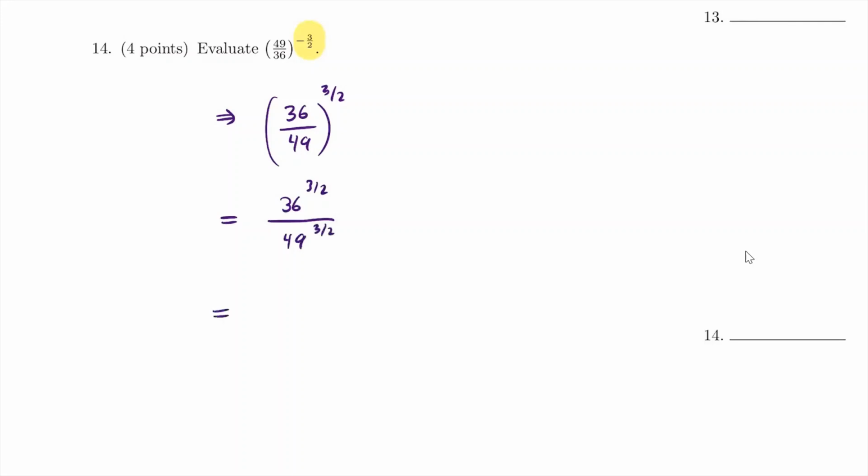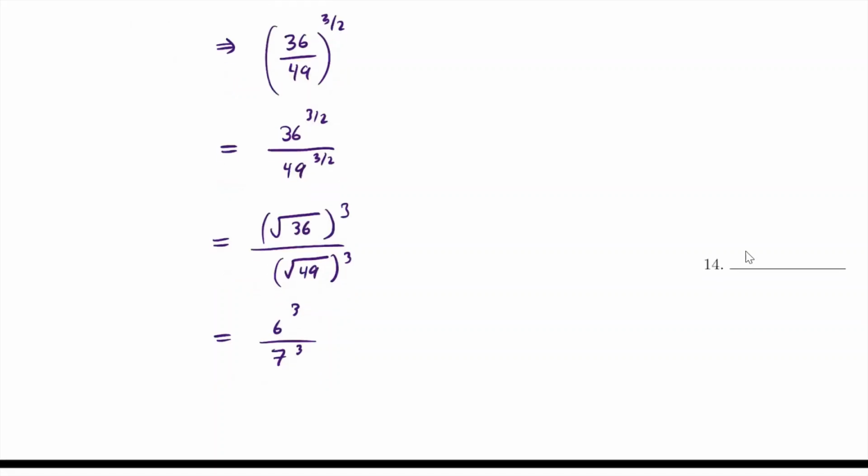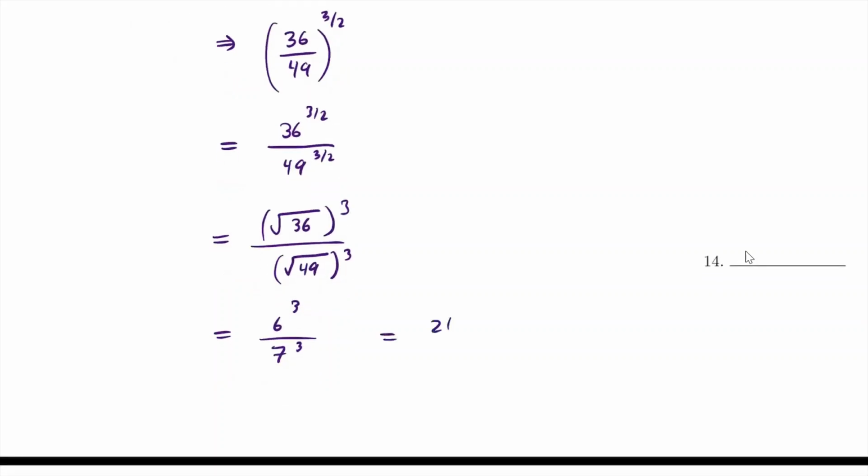And then you can write them as a radical. So this will be the square root of 36. And then we cube that. And square root of 49. And then we cube that. So the square root of 36, we know that's 6. And we cube it. And then square root of 49, that's 7. We cube that as well. So you have 6 cubed. Well, we know that's 216. And then 7 times 7 times 7, that's going to give you 343. So that will be the answer to this problem.